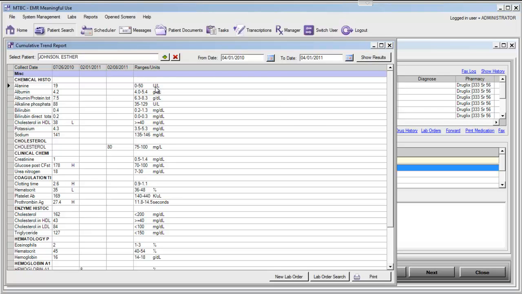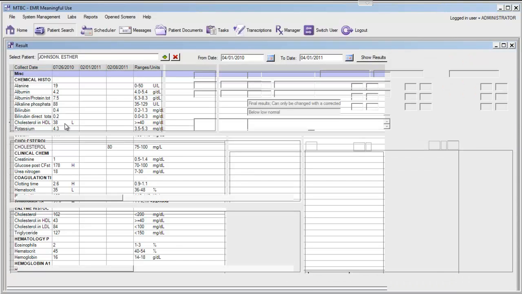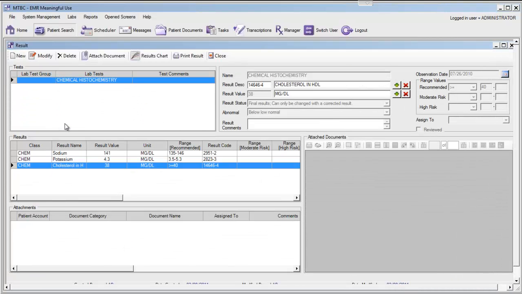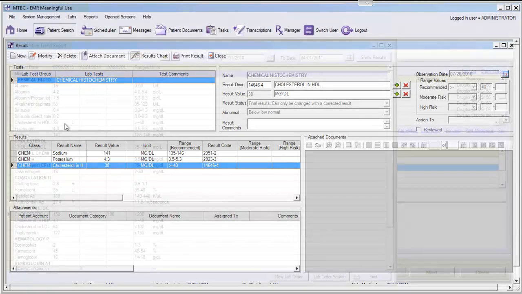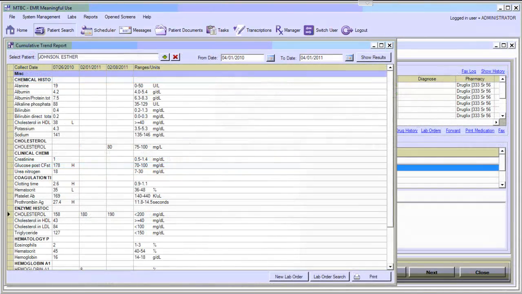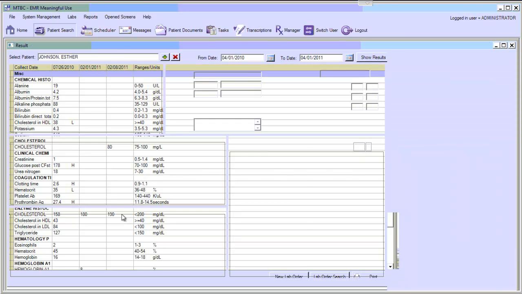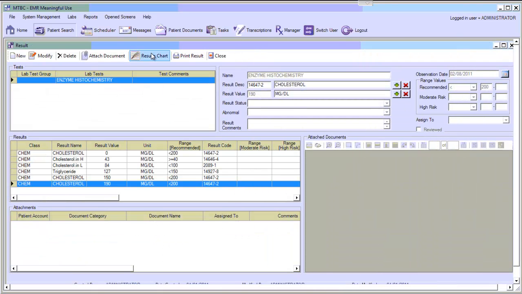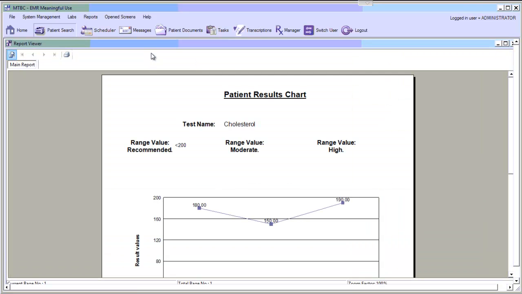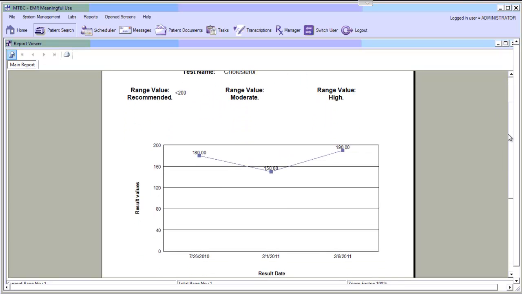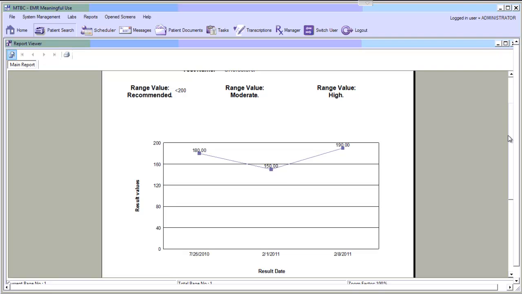If we want to know the detail of a certain result, we can simply double-click on that result to go directly to the results screen. Additionally, you can also graph results over time. Graphing results over time allows you to see the details for that patient's specific lab test result over the course of many dates.